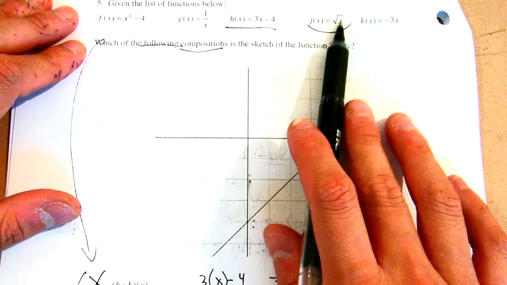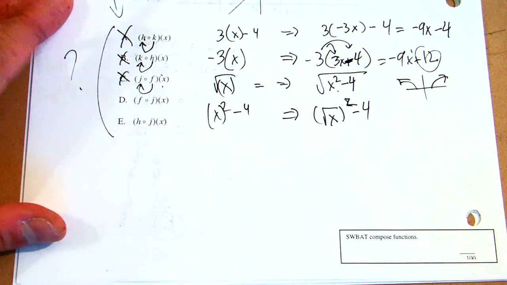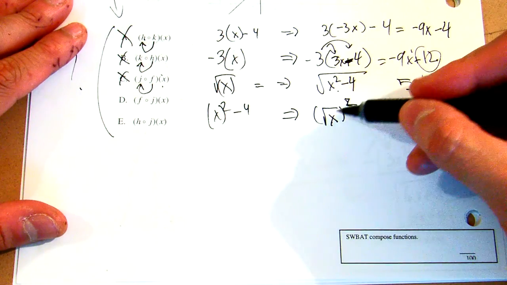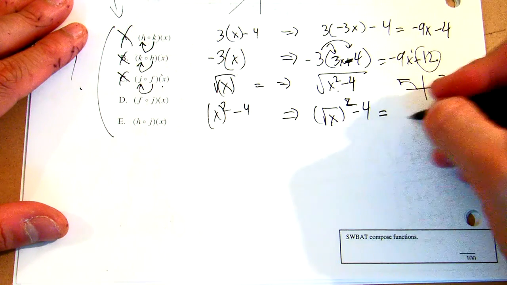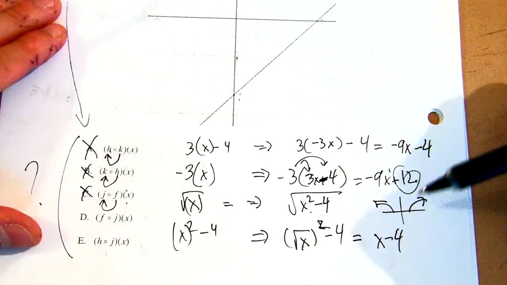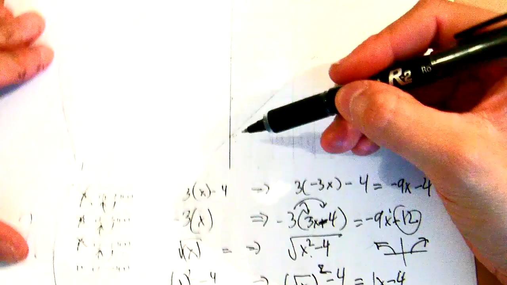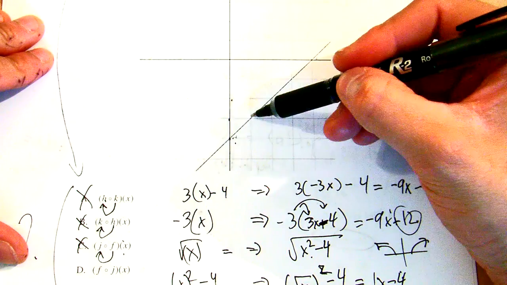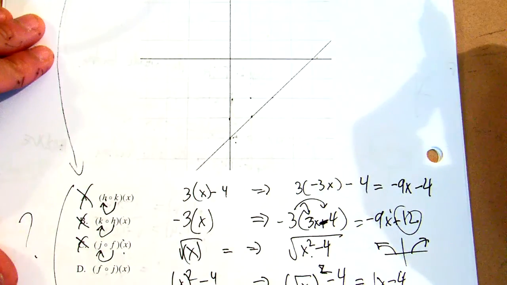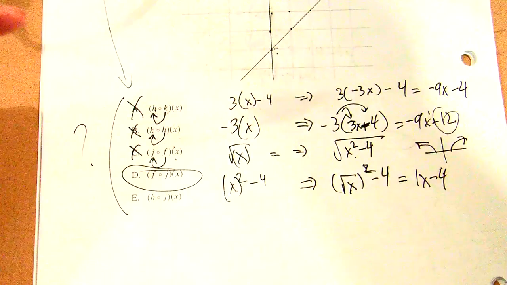J. What is j? J is the square root of x. So I'm going to put the square root of x here. And now something happens. What happens when you square a square root? The x goes away and you end up with x minus 4, which looks like this function. The y-intercept is negative 4 and the slope is 1 over 1. You can clearly see it goes up 1 over 1, up 1 over 1. Thus, our correct answer is D over here. We don't have to test E.